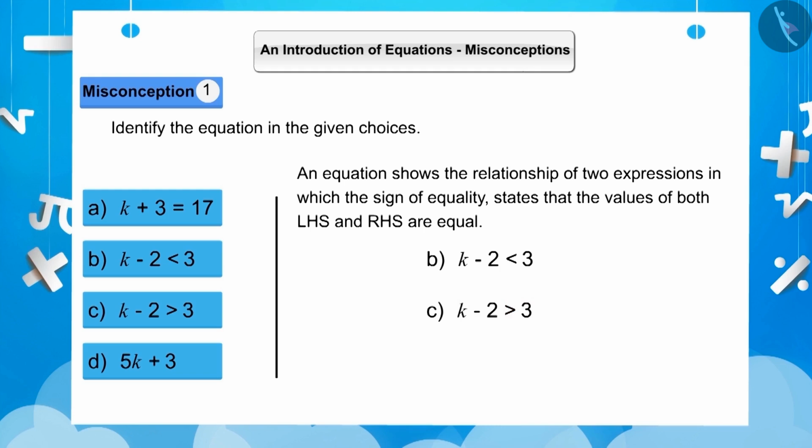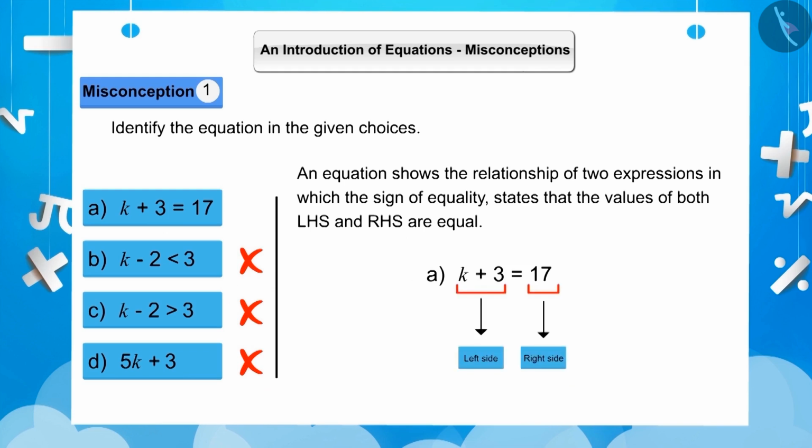Similarly, many times, children do not pay attention to the absence of the equal to sign and consider the expression as an equation, because of which they answer option D. Whereas option A should be given as correct answer because it has an equal to sign between the two sides, which is necessary to form an equation.